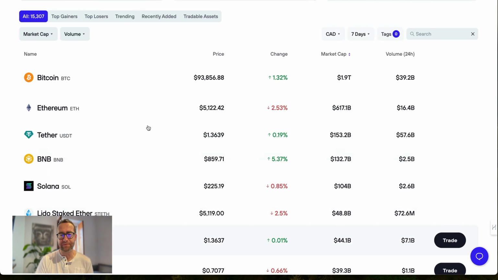Okay, so again, this is only for Canadians. If you do sign up for an NDAX account, you will get $10 for free once you've put in $100 and you trade it with $100.